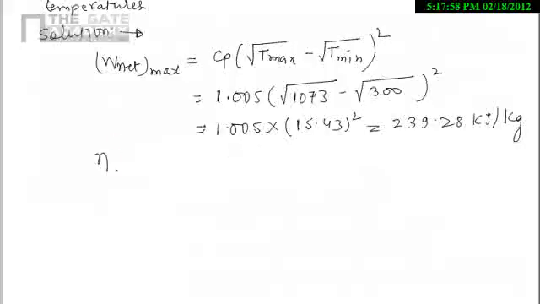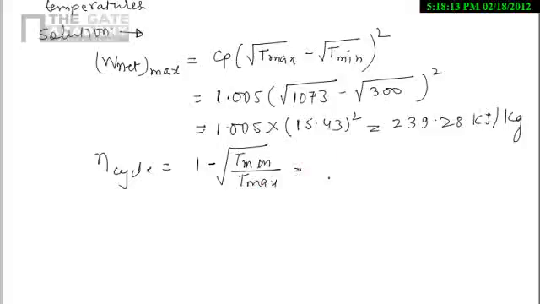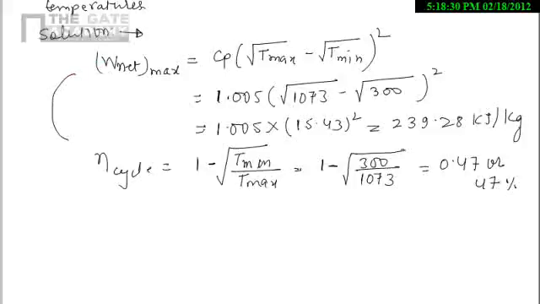So the cycle efficiency in that case, we know for maximum work done, is 1 minus the square root of T minimum by T max. So we have 1 minus the square root of 300 divided by 1073. So we have 0.47, or we can say 47%. That is the cycle efficiency corresponding to this maximum work done.